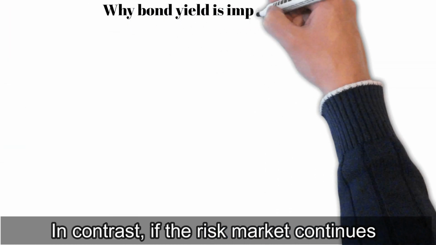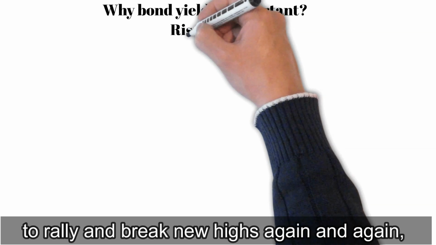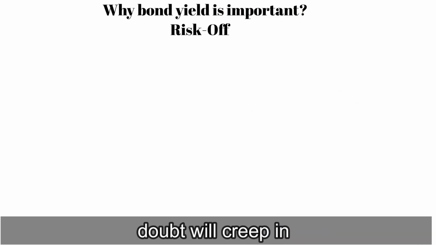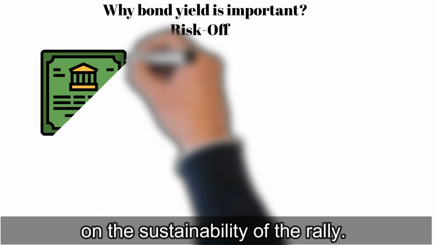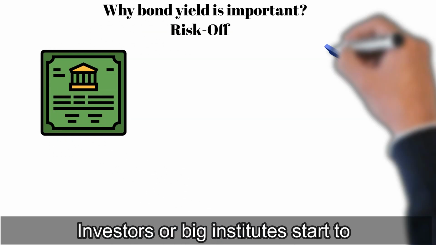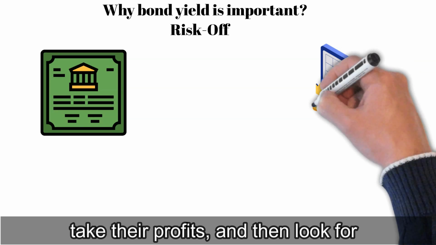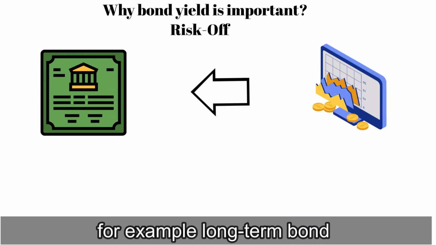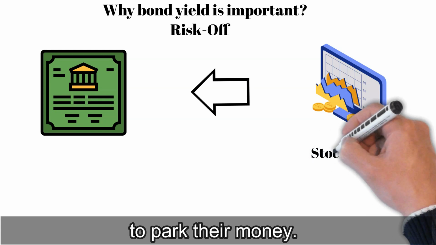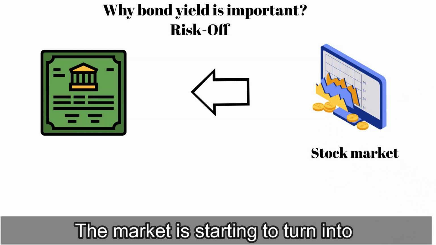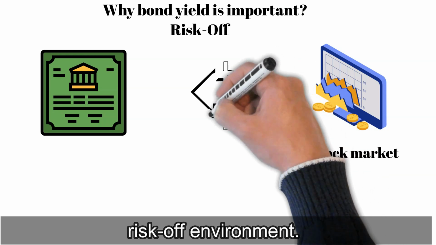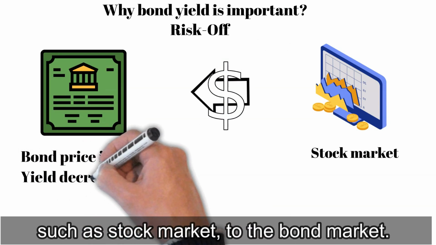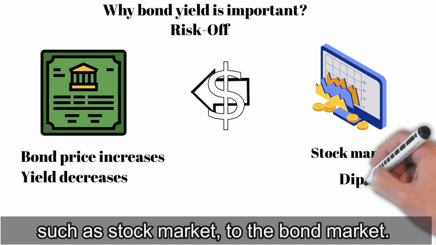In contrast, if the risk market continues to rally and break new highs again and again, doubt will creep in on the sustainability of the rally. Investors or big institutions start to take their profits and then look for a safer but higher return, for example, long-term bonds to park their money. The market is starting to turn into a risk-off environment. Money flows from risk markets, such as the stock market, to the bond market.